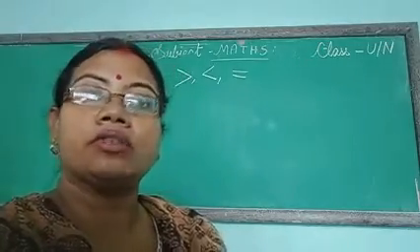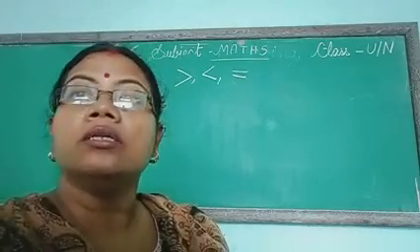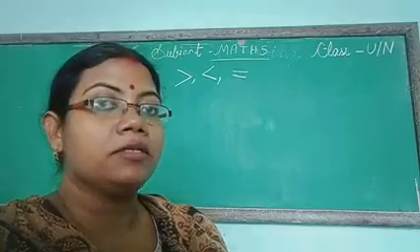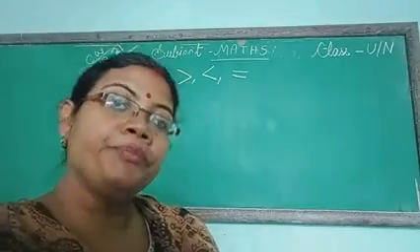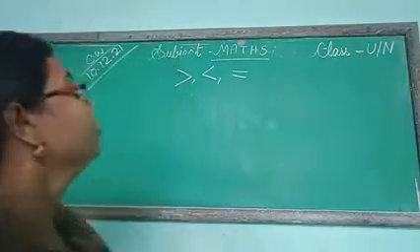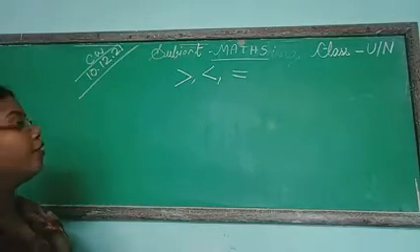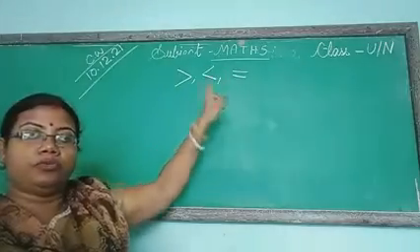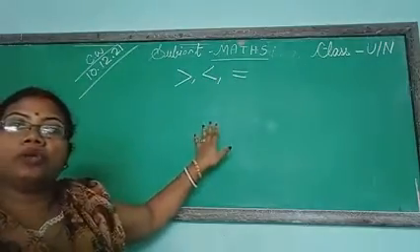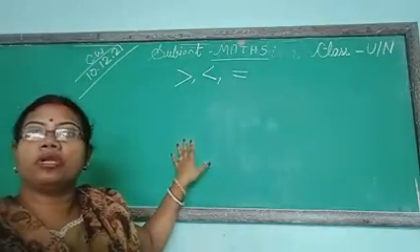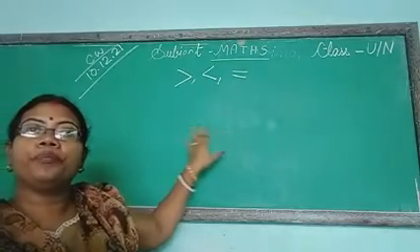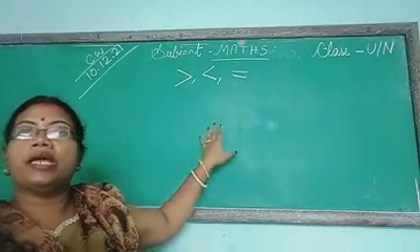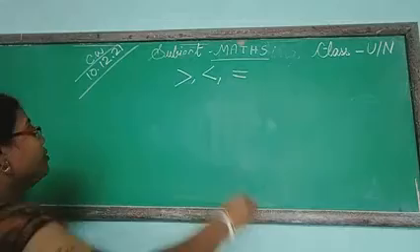As we have already done this topic in the second term, we will do it again in this term also. Okay, so this is the sign of greater than, less than and equals to. You know how to identify the bigger number and the smaller number on the basis of tens and ones. I am giving some questions.